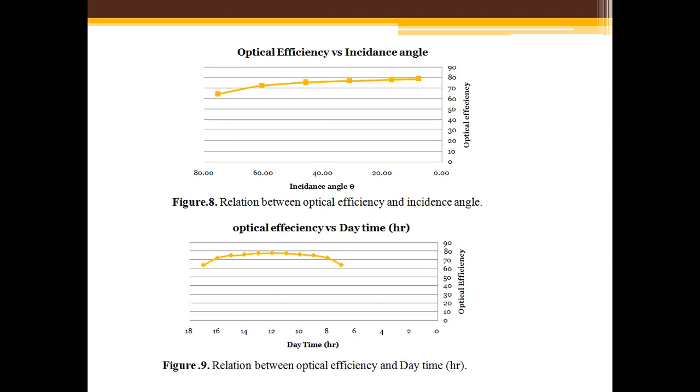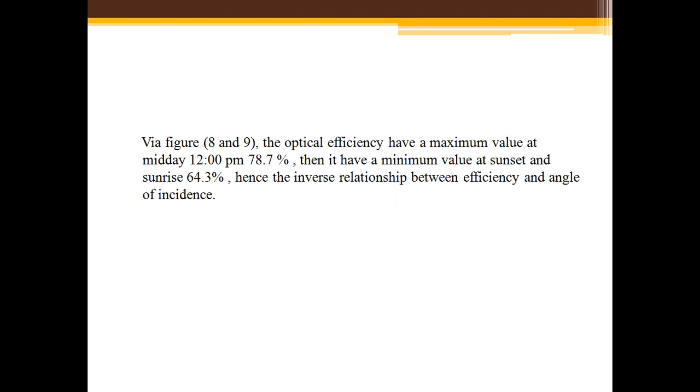Figure 8 and figure 9 show the relationship between the optical efficiency with incidence angle and the daytime. We noted the optical efficiency at midday, at 12 p.m., at noon, is equal to 78.7%, and the minimum value at sunset and sunrise is 64.3%.